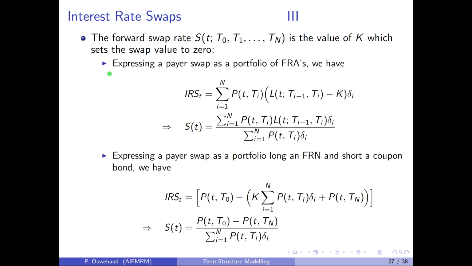Now, if we express a payer swap as a portfolio of forward rate agreements, then we saw that its value is as follows. Setting this expression equal to 0 and then solving for K, we get the following expression. And hence, this is the forward swap rate. Expressing a payer swap as a portfolio long a floating rate note and short a coupon bond, we obtained the following value for the interest rate swap. Again, setting this equal to 0 and solving for K, we obtain the following. And thus we have expressed the forward swap rate in two ways.